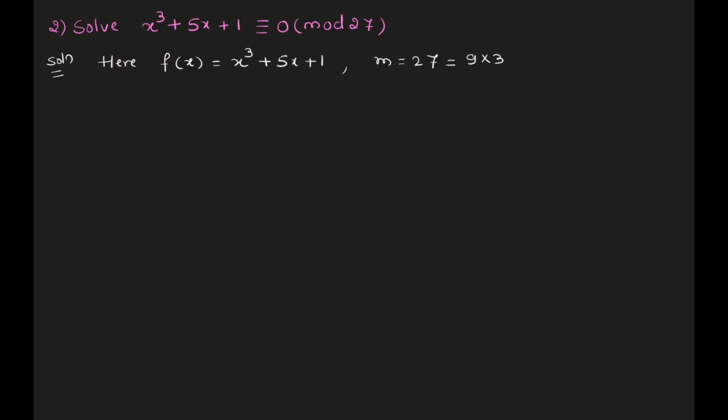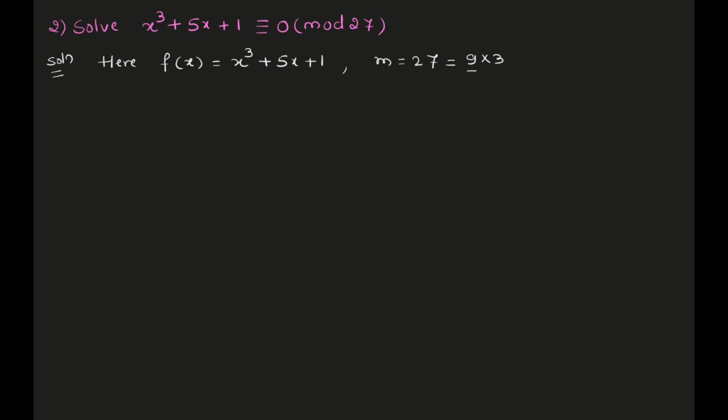9 into 3 means you can find the solution for mod 9 and mod 3. As I said, the solution set lies in between the set m minus 1. Okay, if you consider 9 is a bigger number in these two, so if you find the solution for 9, it is enough, because for 3 the values lie in the 9 set only.